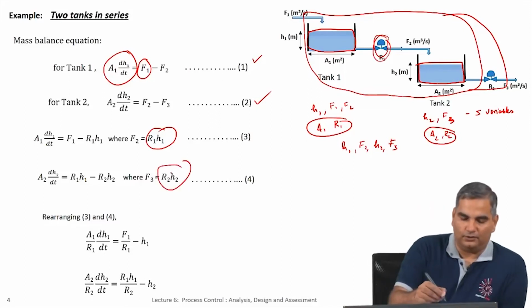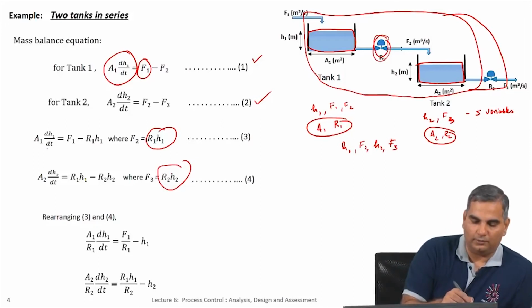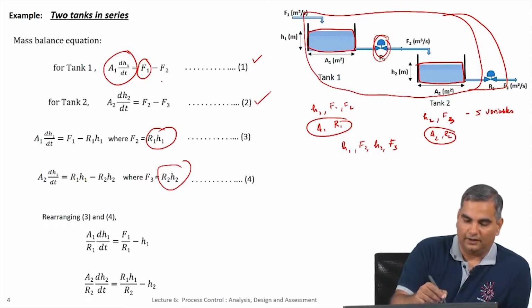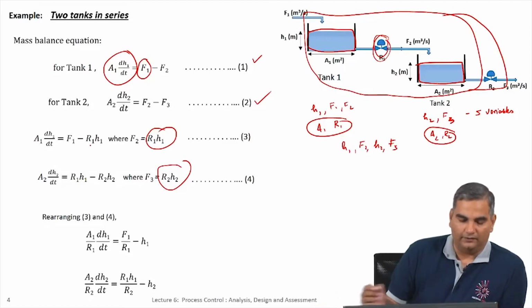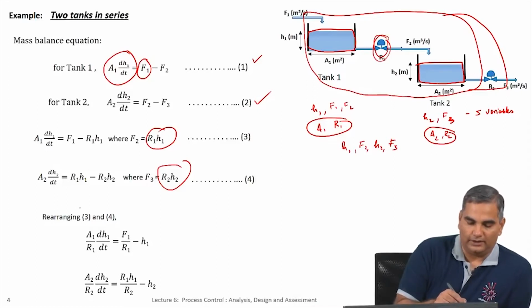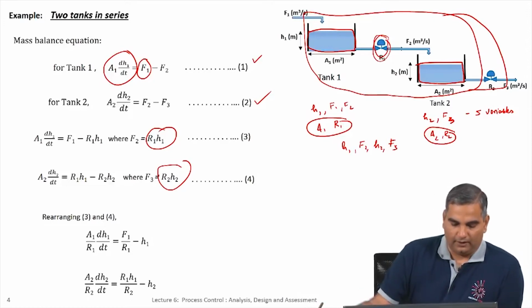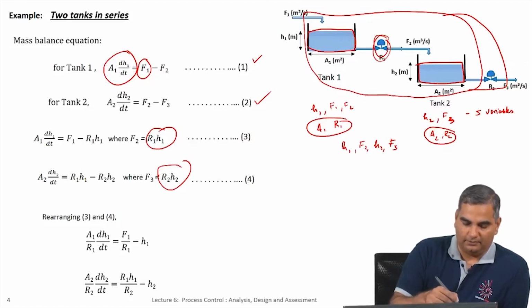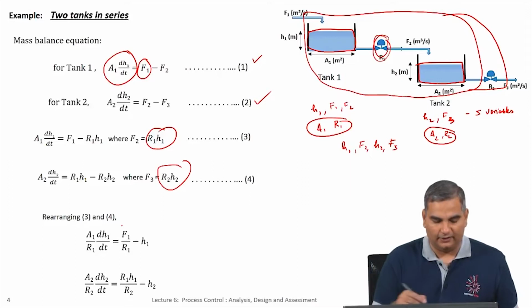Now, if you substitute these back into your equations, then you will get A1 dH1 by dt is F1, which is something that we need to be given, minus F2, which from this phenomenological model is R1 H1. And for tank 2, you have A2 dH2 by dt is F2, which is R1 H1, minus F3, which is R2 H2. So, you have this equation. Now, what you can do is rearrange this equation, simply get some of these terms to the left hand side and you will get this equation.